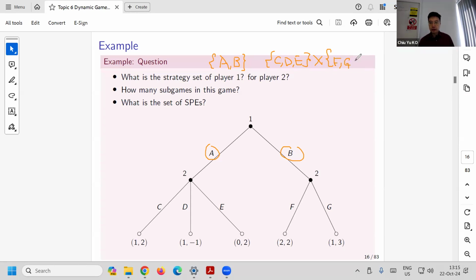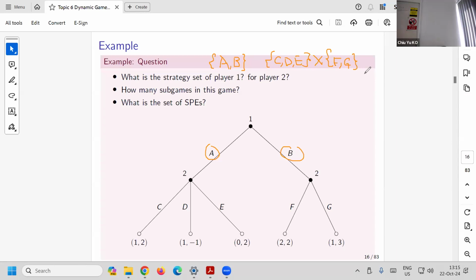So totally, the strategy actually has 6 possible choices: CF, CG, DF, DG, EF, EG. Is that clear? 6 choices. Okay. Have to be very careful. There are 6 elements there, not 5, it's 6. Now, what is the set of SPEs, right?